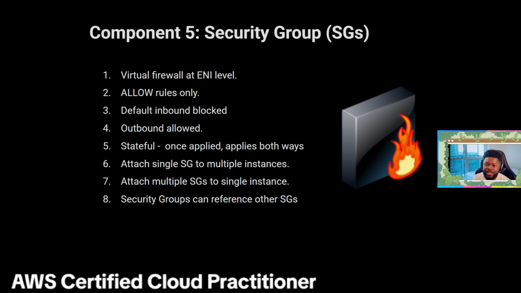So by default, inbound is blocked. What it means is that if you do not specify an inbound rule, it is blocked. But by default, all outbound traffic is allowed. And stateful, like I said, once applied, applies both ways. Meaning, once you're allowed to go into the machine, you are allowed to receive your outgoing connection.